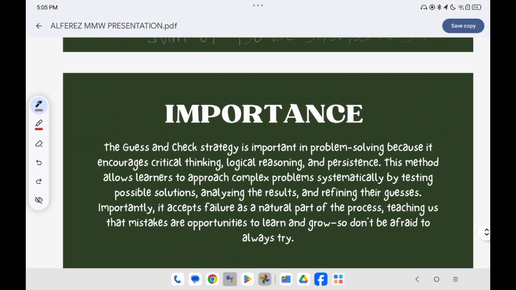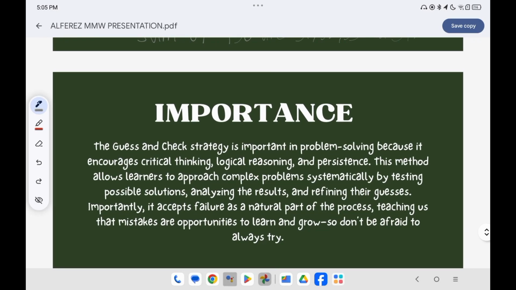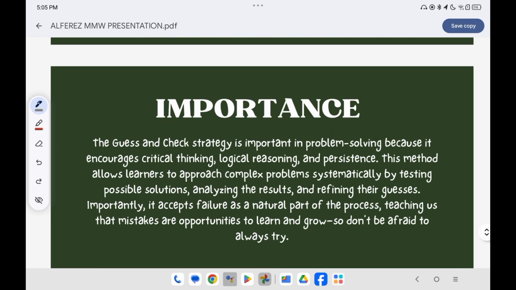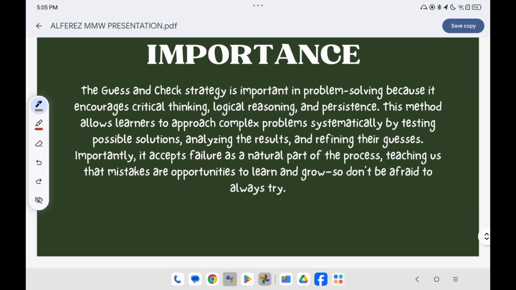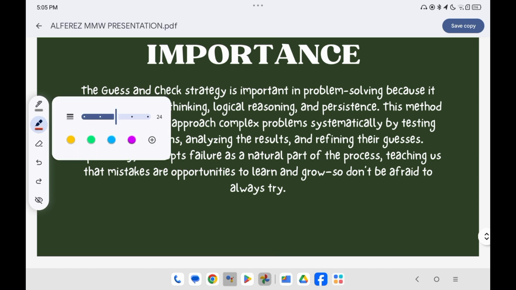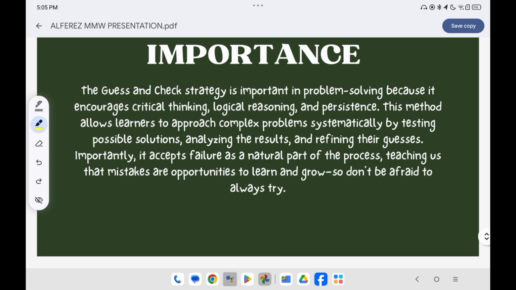So let's talk about its importance. The guess and check strategy is important in problem solving because it encourages critical thinking, logical reasoning, and persistence. This method allows learners to approach complex problems systematically by testing possible solutions, analyzing the results, and refining their guesses. Importantly, it accepts failure as a natural part of the process, teaching us that mistakes are opportunities to learn and grow. So don't be afraid to always try.